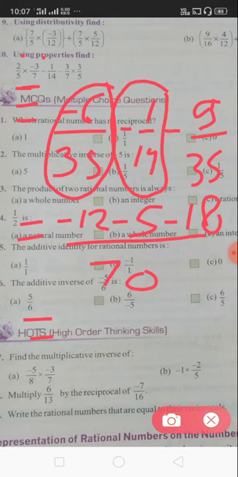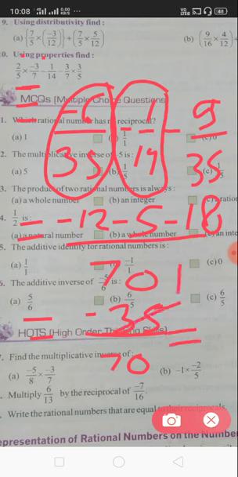Now simplify. In the denominator 70, in the numerator what is there? These all three have the same sign. If the signs are the same, they are like terms, so you have to add: 12 plus 5 plus 18 is 35, minus 35 upon 70. You know it can be cancelled. 35 ones are 35, 35 twos are 70. Your answer is minus 1 upon 2. Your answer is minus 1 by 2.